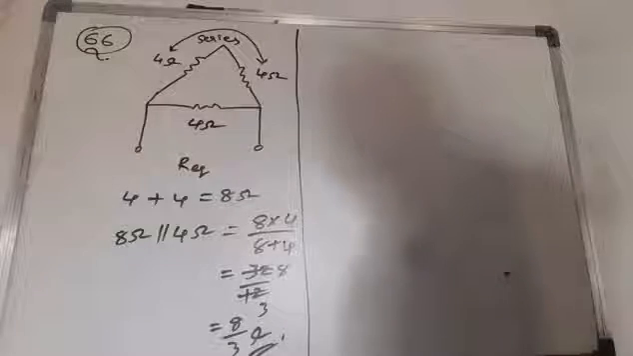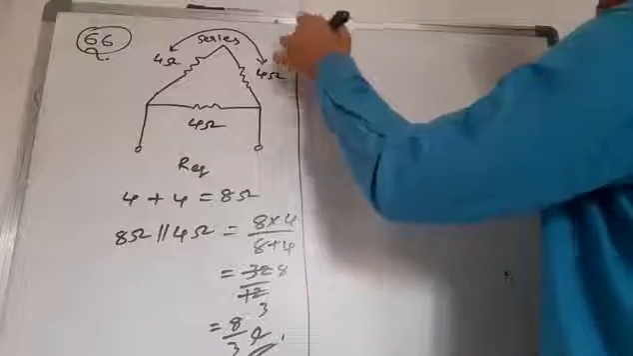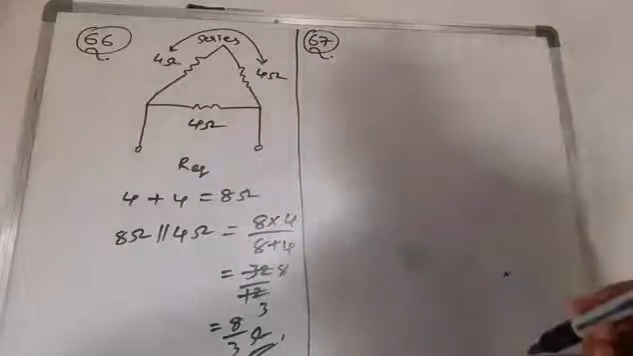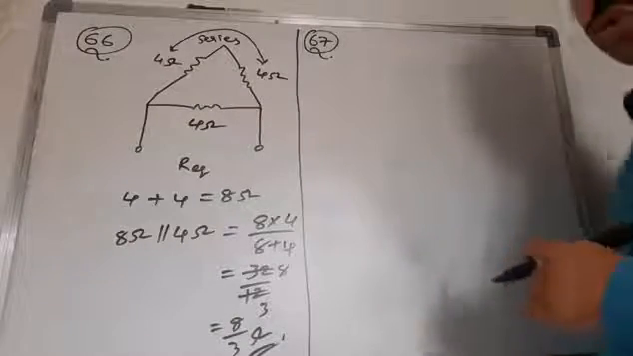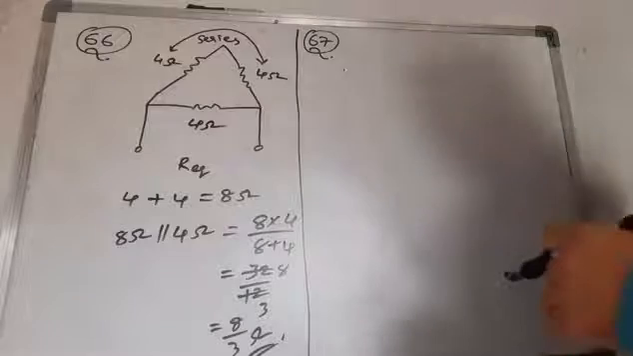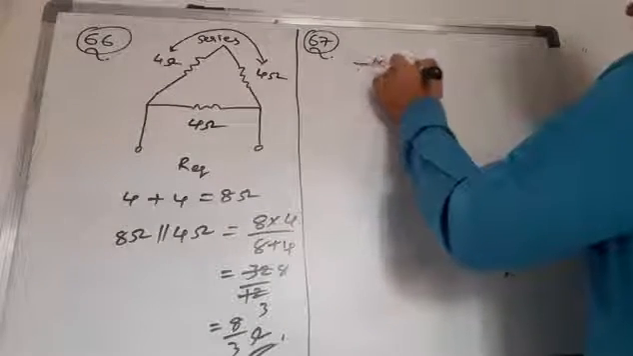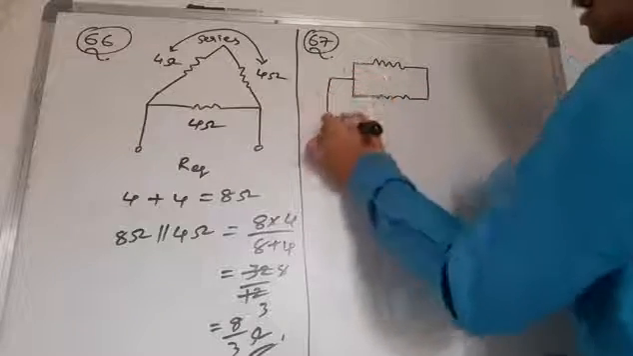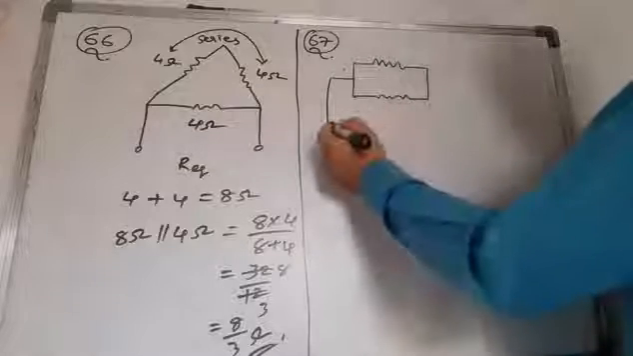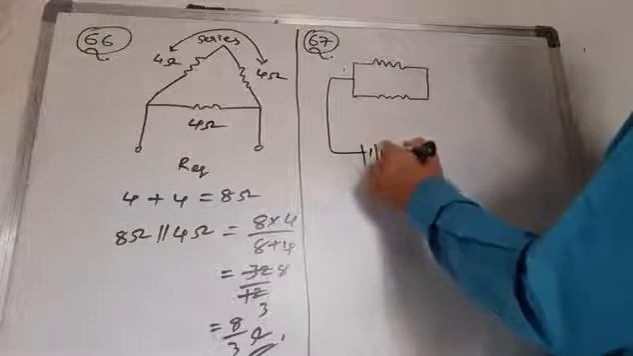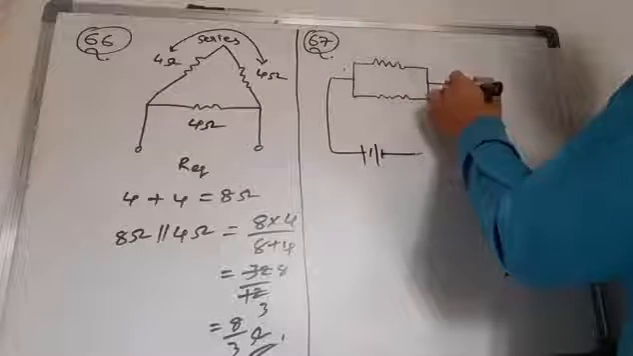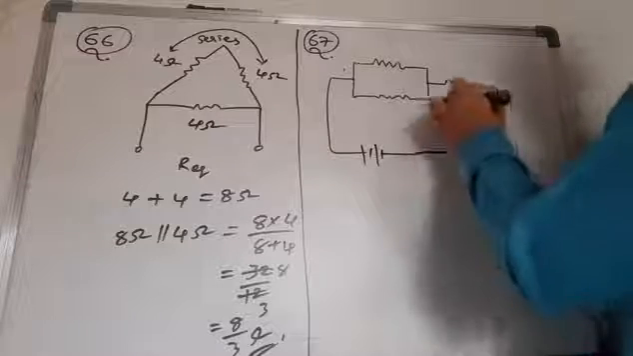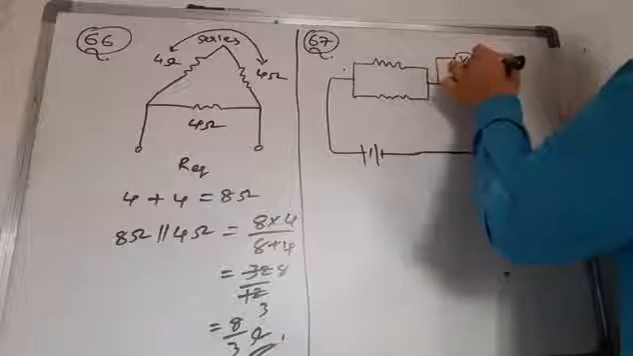Question 67. The 67th question is like this. If there is a resistance, it is parallel with another resistance, and there is a voltage supply, and there is one more resistance over here. Now he is asking what is the potential drop across this resistor.